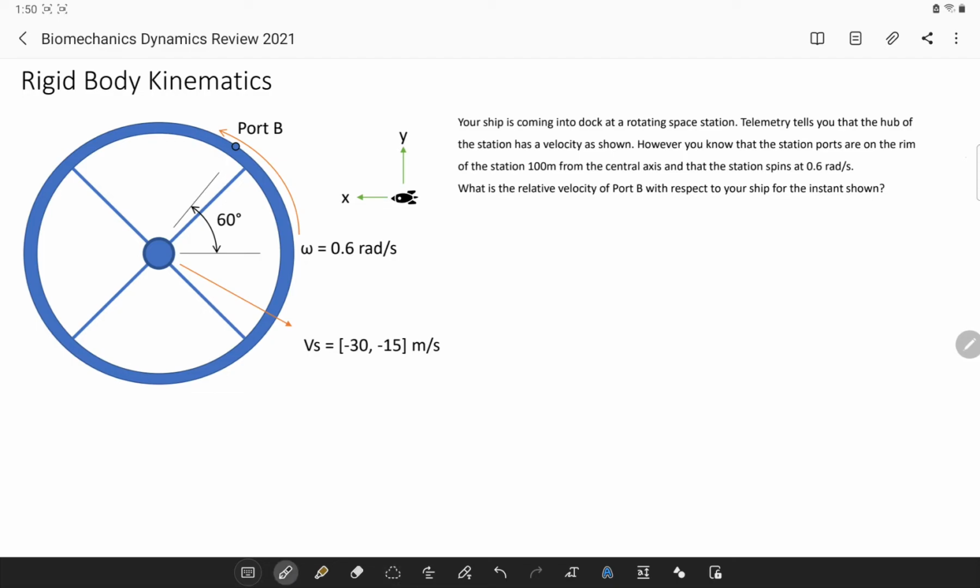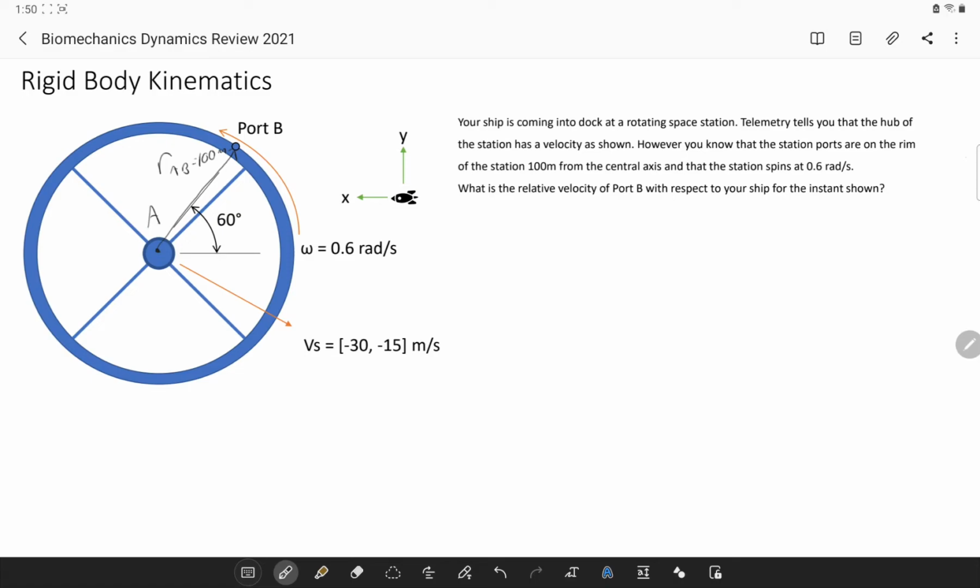We also know that the space station ports on the rim of the station are 100 meters from the central axis, and the station spins at 0.6 radians per second. It wants us to find the relative velocity of port B with respect to our ship at the given time. I'm going to call the center of the space station A, and the distance from A to B, R_AB, is equal to 100 meters, just from our problem statement.